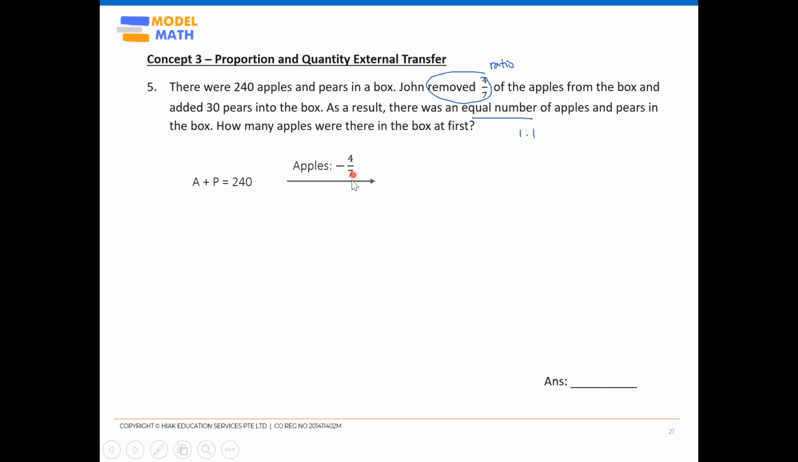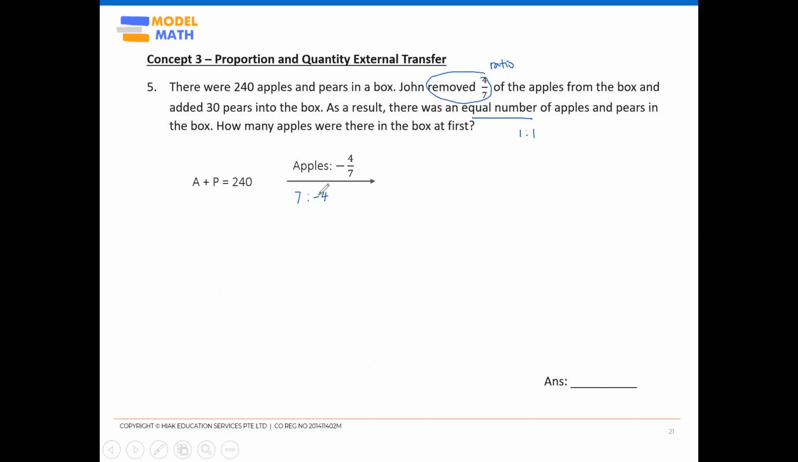So 7 units will be your B4. We don't have any units here, but even if we do, we should not transfer it here. Always use the fraction that is in this change to create your BCA ratio. Okay, so 7 will be my total units of apples at the beginning, right? And out of 7 units of apples, he's going to take away 4 units from the box. So that's your change, minus 4.